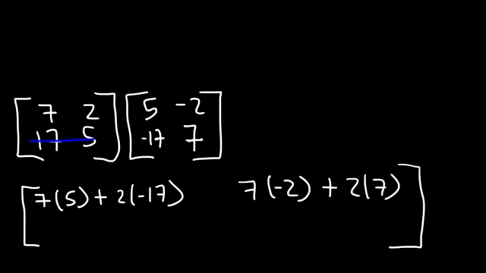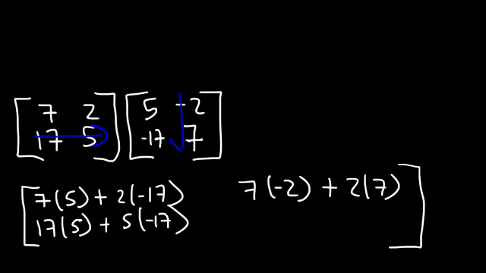And then it's going to be row 2 times column 1. So that's 17 times 5 and 5 times negative 17. And then finally, row 2 times column 2. So that's going to be 17 times negative 2 plus 5 times 7.